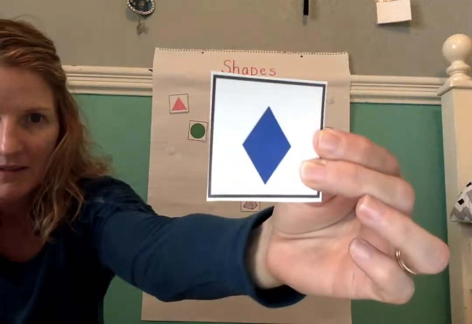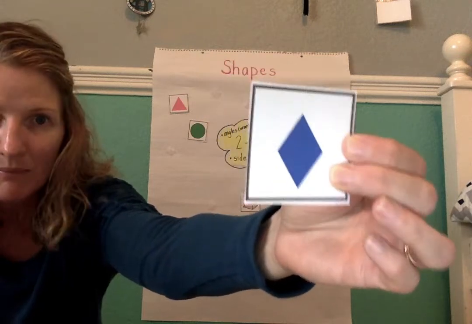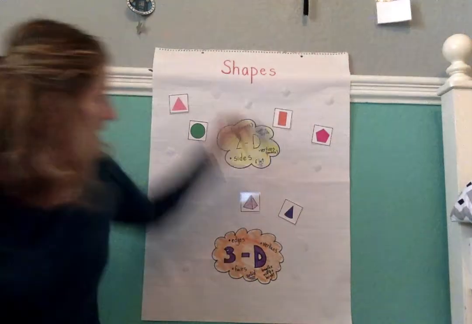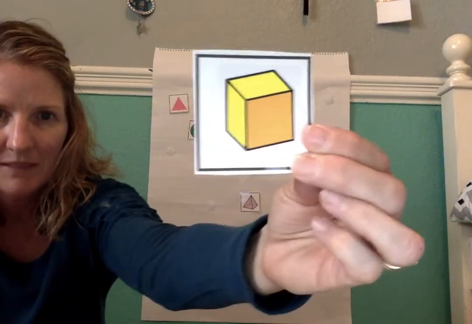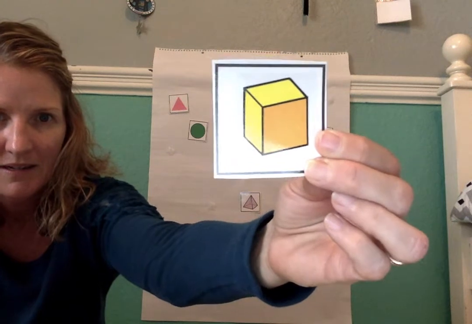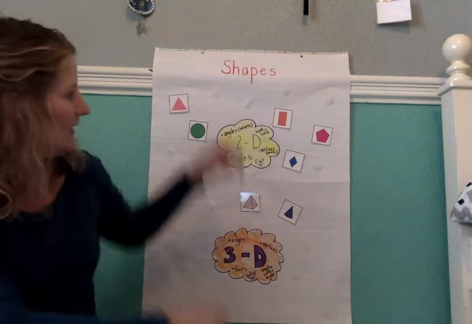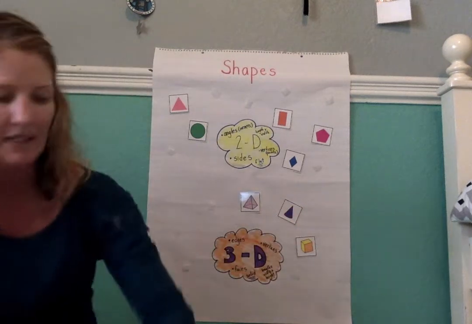This one. Good. If you said diamond, remember its fancy kindergarten name is rhombus. Awesome. Oh, what about this one? Wow, I bet you did some high leaping on that one. That is a cube, 3D.